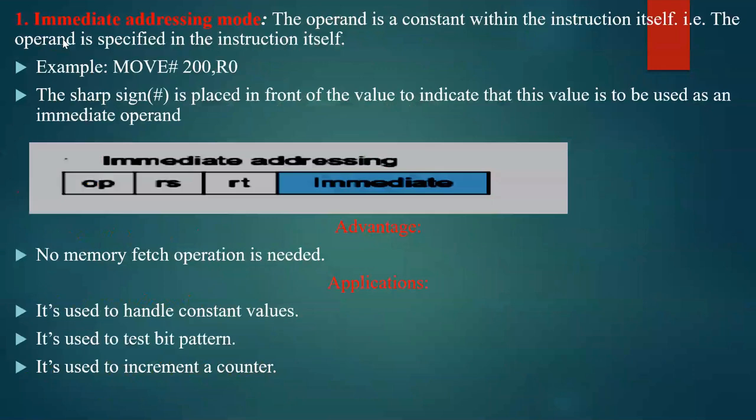Now we'll discuss each of them. In immediate addressing mode, the operand is a constant value. You have some constant value in the instruction, and then it is called immediate addressing mode. For example, move #200 comma R0: 200 is the immediate value, that is a constant value. The sharp sign in front of the value indicates that the value is used as an immediate operand. This is represented as opcode rs comma rt comma immediate, that is the I type. So for immediate instructions, you mainly use the I type instructions, right?